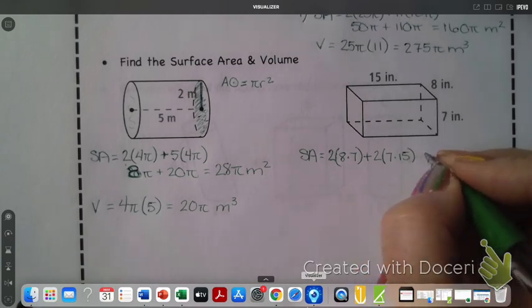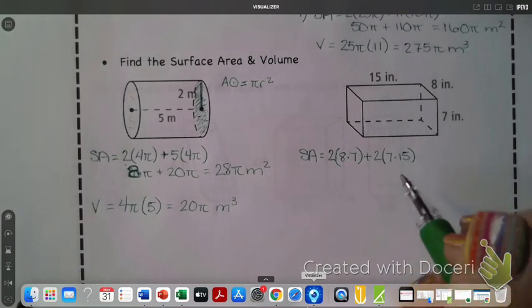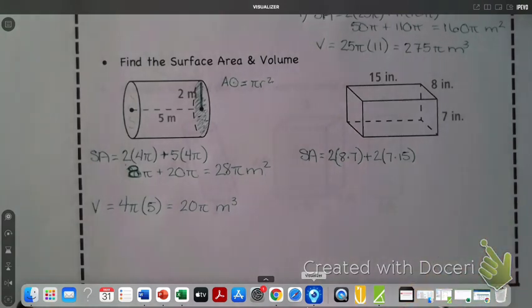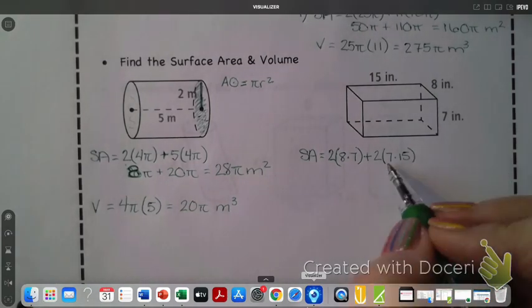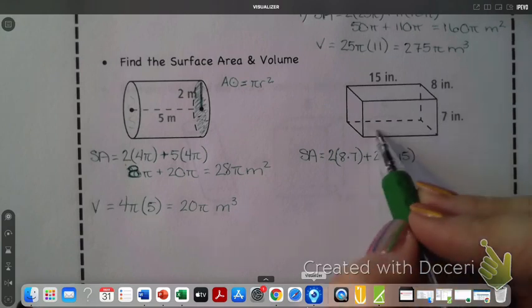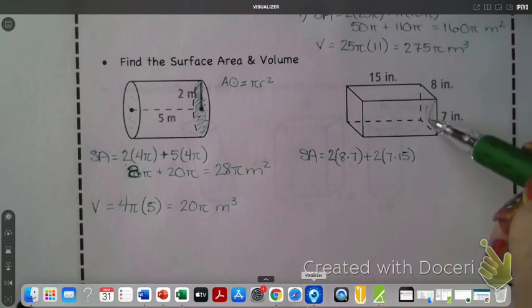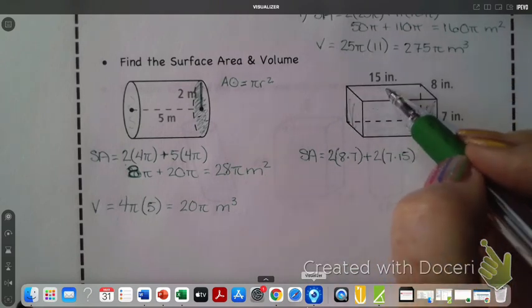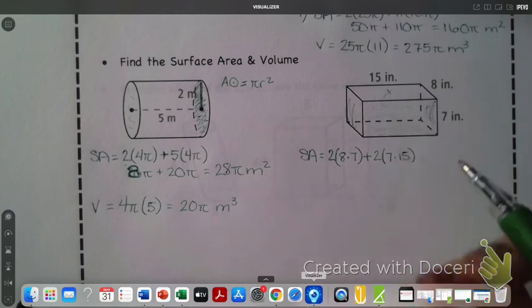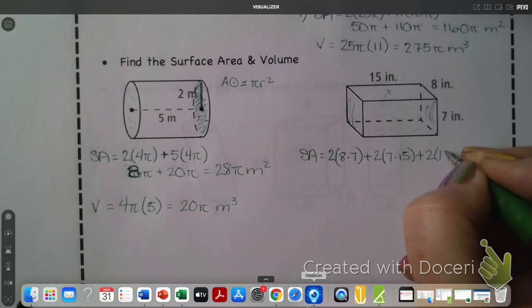Equal? Not yet. You got 6 sides and I only have 4 right now. I need the other 2 sides. What are their dimensions? You've got the front, the top, the back, and you've got the side. So now you need the what? The top and the bottom. So 2 times 15 times 8. And then 8 times 15.